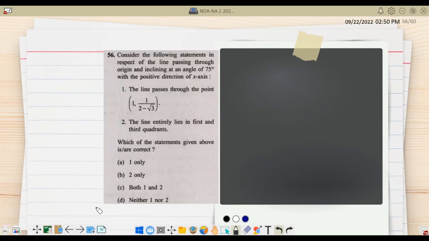So now we're going to see the 56th question. Consider the following statements in respect to the line passing through the origin.